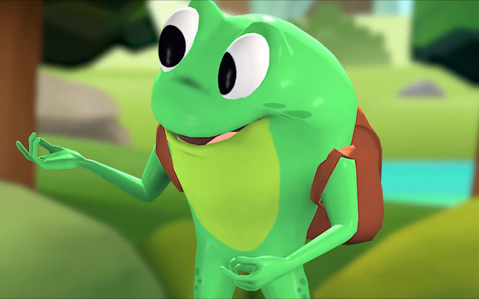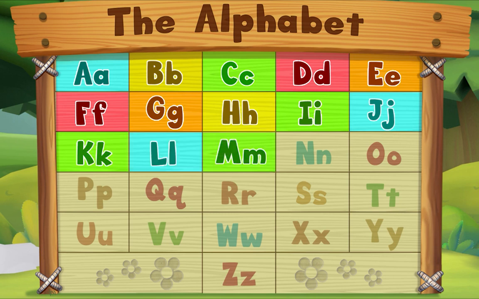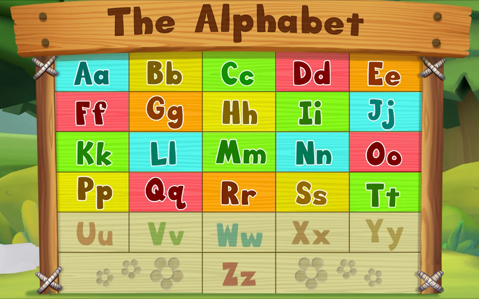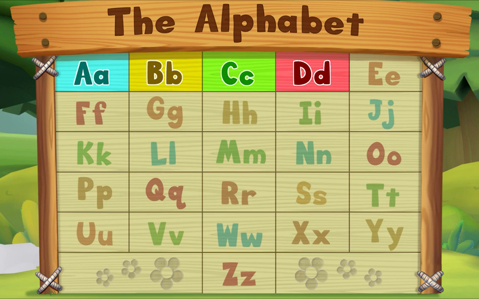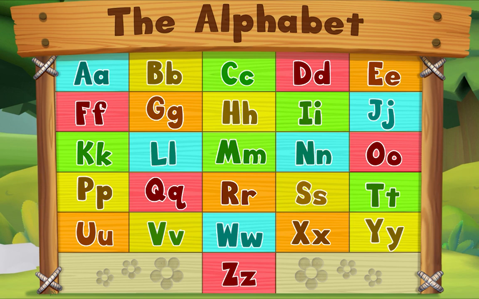Let's sing the alphabet song. A, B, C, D, E, F, G, H, I, J, K, L, M, N, O, P, Q, R, S, T, U, V, W, X, Y, Z. Now I know my ABCs. Next time, won't you sing with me? Now this time, let's sing together. A, B, C, D, E, F, G, H, I, J, K, L, M, N, O, P, Q, R, S, T, U, V, W, X, Y, Z. Now I know my ABCs. Next time, won't you sing with me?